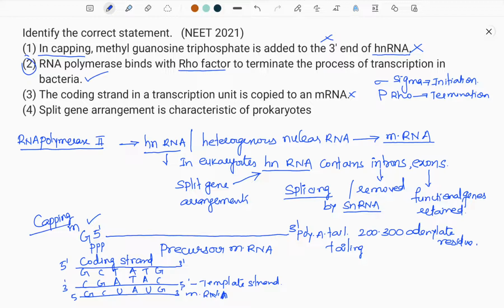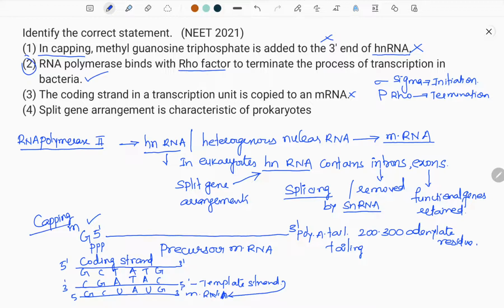Now let us see the third statement here. The coding strand in a transcription unit is copied into mRNA. This is wrong. The template strand is copied into mRNA during transcription, but not the coding strand. You have understood, I think. The template strand is copied into the mRNA, complementary, and the coding strand is not copied into the mRNA.